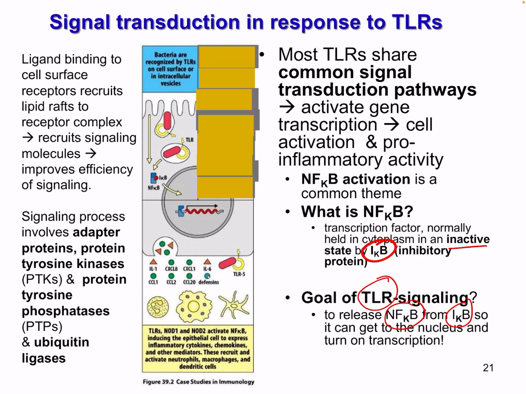Ligand binding to the cell surface receptors recruits lipid rafts to the receptor complex, and this recruits signaling molecules and improves efficacy of signaling. Signaling processes involve adapter proteins, protein tyrosine kinases, or PTKs, protein tyrosine phosphatases, or PTPs, and ubiquitin ligases. So again, here we have I-kappa B and NF-kappa B. This goes away. NF-kappa B acts in transcription, resulting in pro-inflammatory cytokine release.